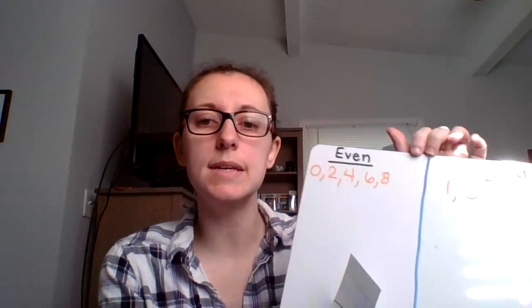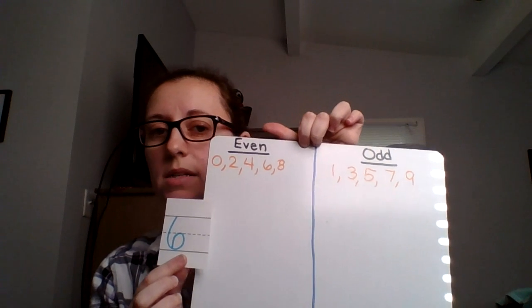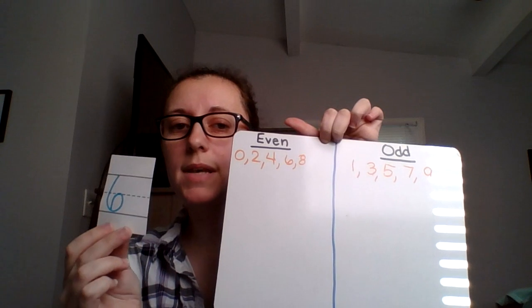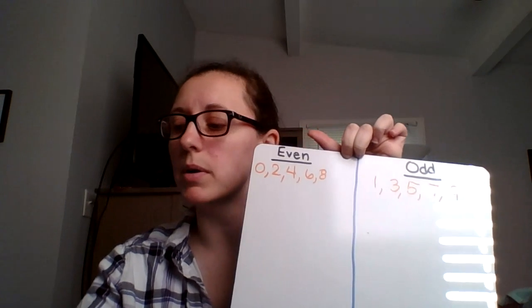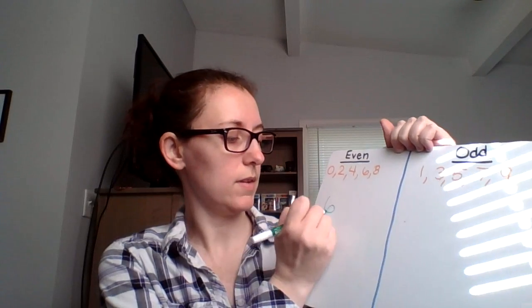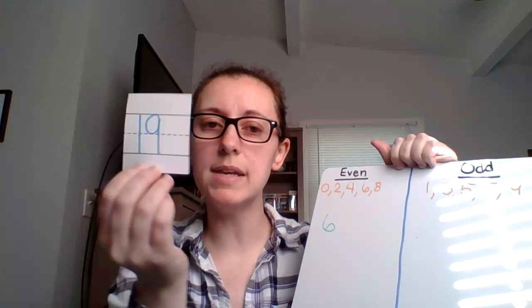So if we have the number 6, we can look at our chart and see that numbers that end in 6, 6 is an even number. So I'm going to write 6 under even. The next number we have is 19.